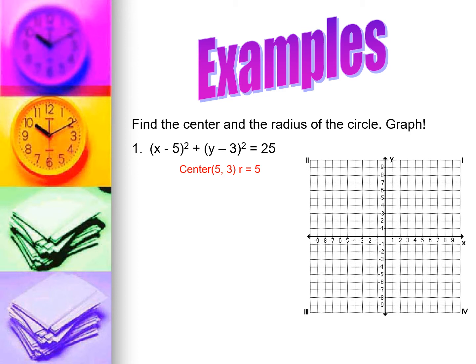All right, to graph it, it's fairly easy. You first graph the center, (5, 3) is right there. And then to graph the rest of the circle, notice the radius is 5. So from the center, you go 5 to the right, 5 to the left, 5 up, and 5 down. And you should get this circle.